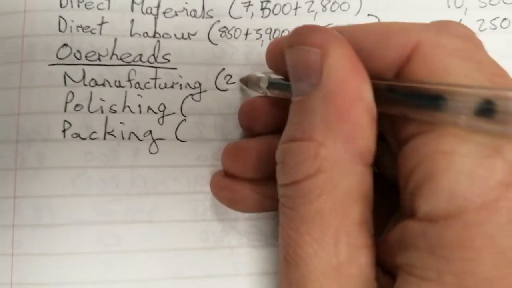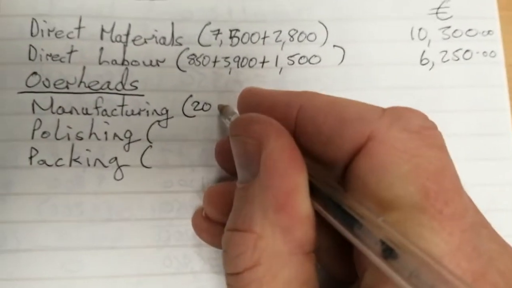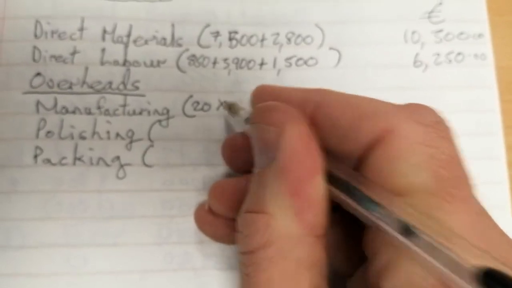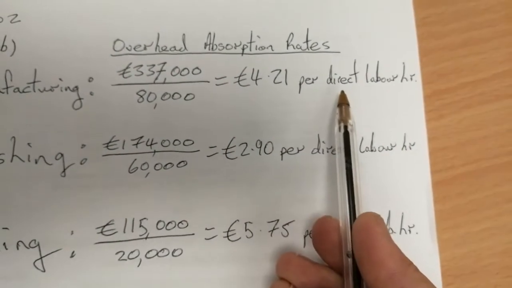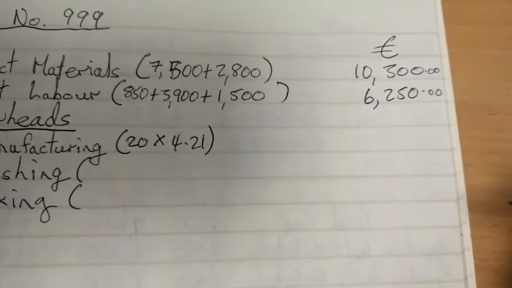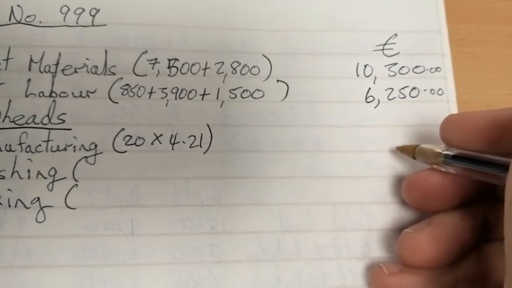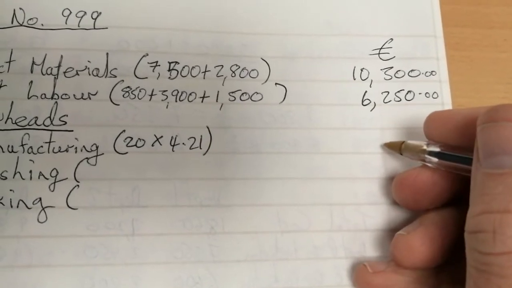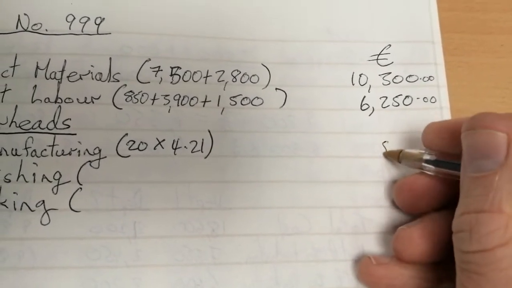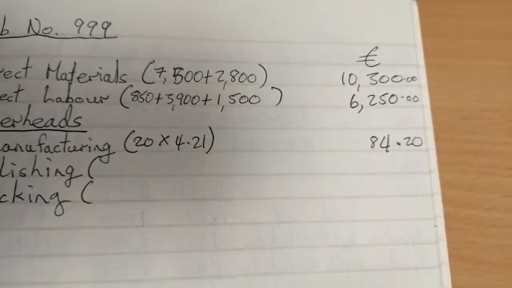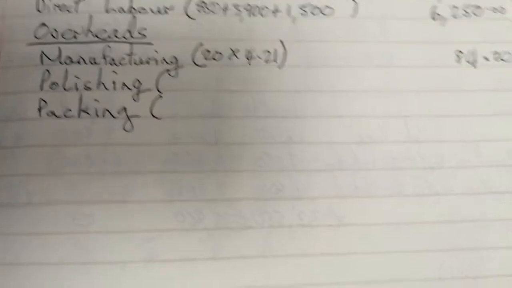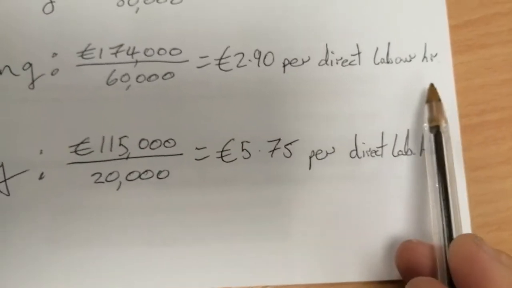So there were 20 direct labor hours in that manufacturing department for this job, and we're going to multiply it by the 421, which is what we worked out to be the overhead absorption rate per direct labor hour. So multiplying them together is 842, isn't it? Or wait, no, 8420, I suppose. I better not get ahead of myself. Okay, 8420.